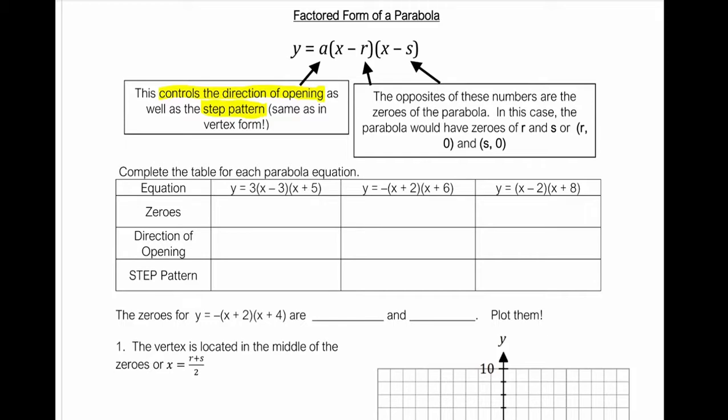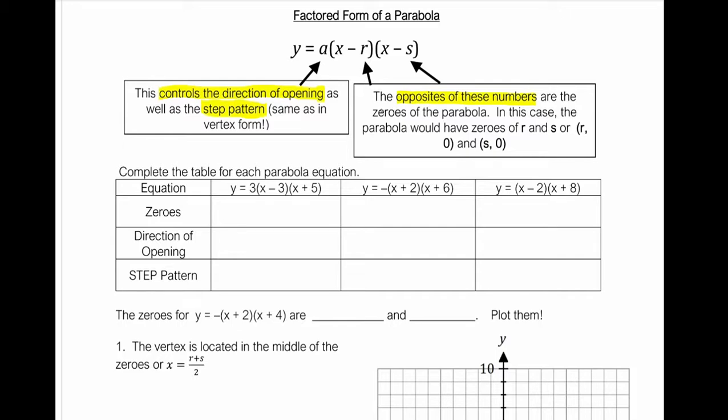The new information that we get from the factored form comes from the r and the s values, or these two values in our equation. And these values, or more specifically the opposite of these numbers, so if we see a negative, it's actually positive. If we see a positive, it's actually negative. Similar again to what we saw in vertex form, inside the bracket, the number with the x, we took the opposite of that. Same idea here. We're taking the opposite of the numbers we see in the brackets.